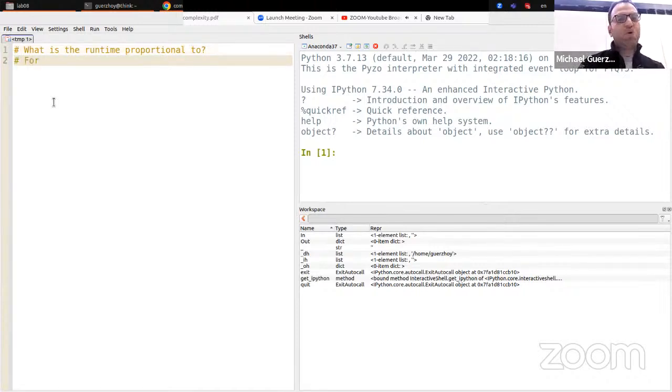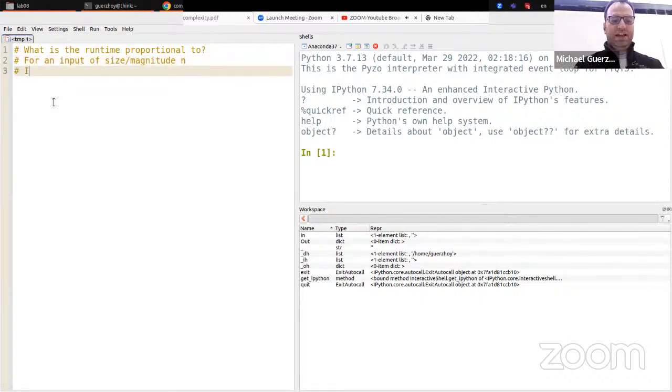We're saying for an input of size, or sometimes magnitude, n, so not for any input, specifically for an input of size n. And in the worst case, meaning that for example, for a list of size n, for some lists it might be faster than for other lists. So we're saying for the worst kind of list that's still of size n, what is going to be the runtime?